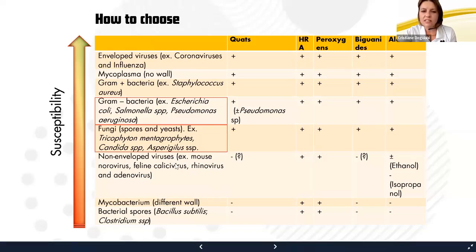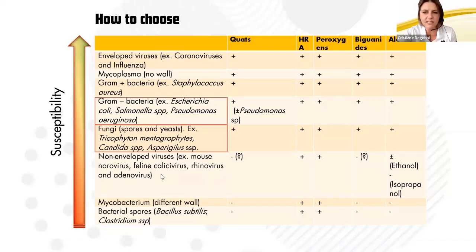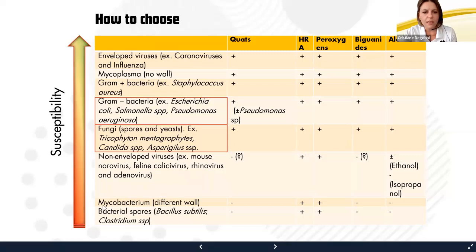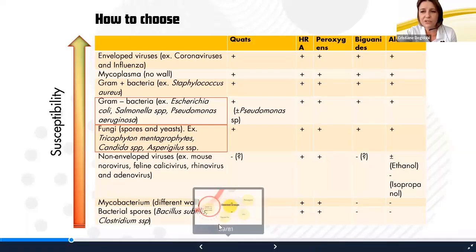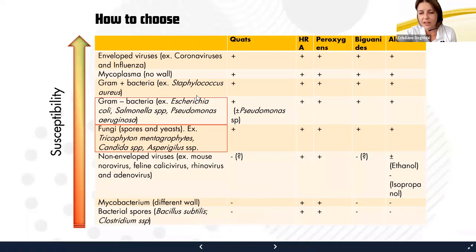And you're also going to see some being tested against rhinovirus and adenovirus. These will cause respiratory symptoms, you know, sneezing, all those symptoms. As I said, mycobacterium, not all the products are going to work against it, and the protocol changed. You see, it's very difficult to kill, and bacterial spores are going to be the toughest one to kill.